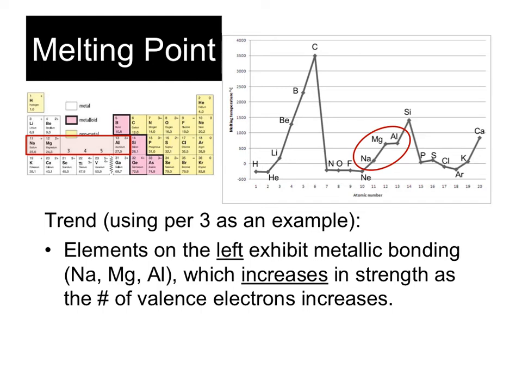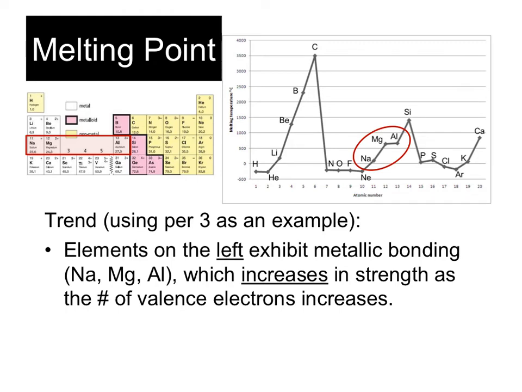Let's apply this first to the metals using period 3 as an example. Sodium, magnesium, and aluminum are all metals. They're on the left of the stair-step line. I know the structure of them will give me 1, 2, or 3 valence electrons based on their location on the periodic table. So let's think about what type of intermolecular attractions would be between two sodium atoms, or between two magnesium atoms, or between two aluminum atoms.